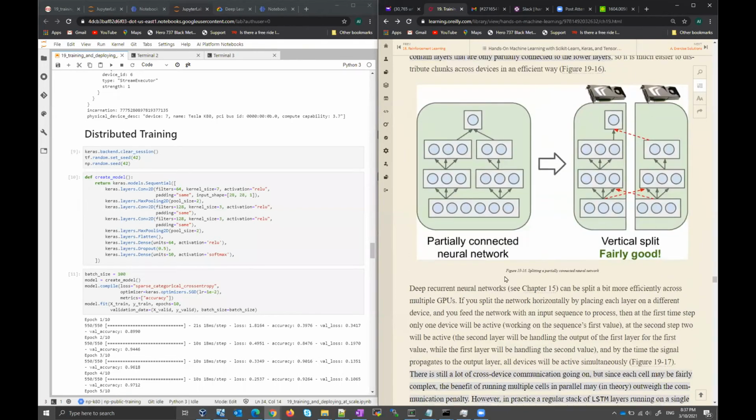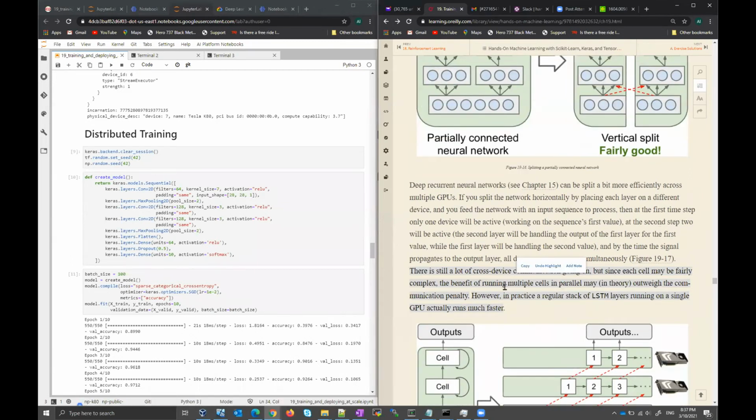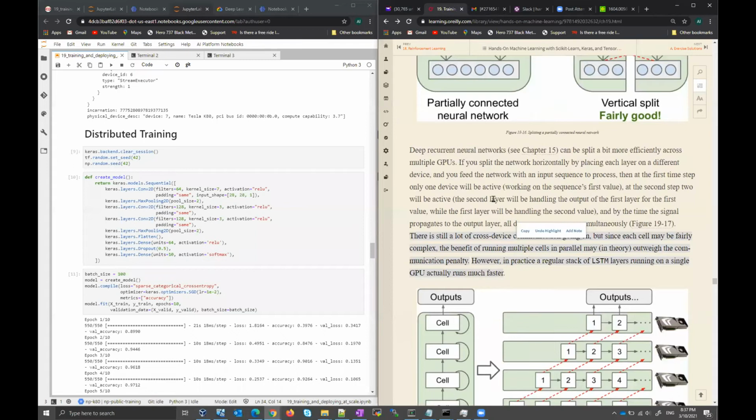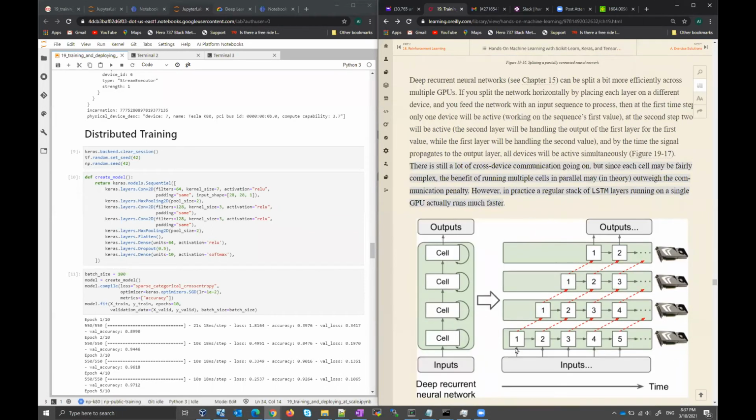What else? Yeah, there is also, deep recurrent neural networks can be partitioned a bit differently. They can be partitioned in stages, right? So the first cell starts on the first device, and then okay, let's see.